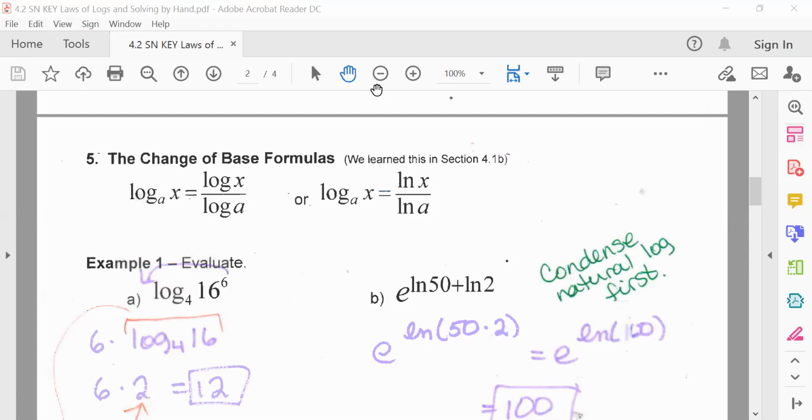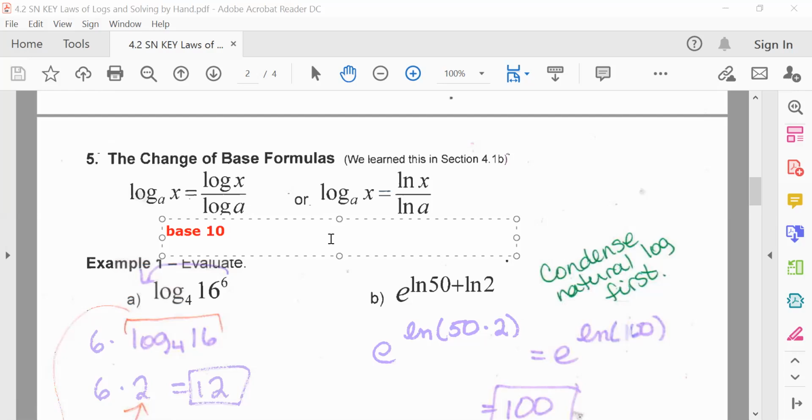Okay, tell me what that base is if there's not one printed. There's not a base printed. What is that base? Yes, quite a few 10s in the chat. This would be log base 10. Okay, log base 10 if there's not a base present.